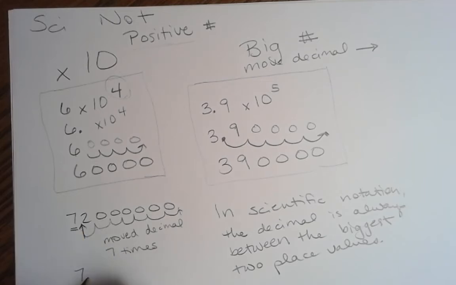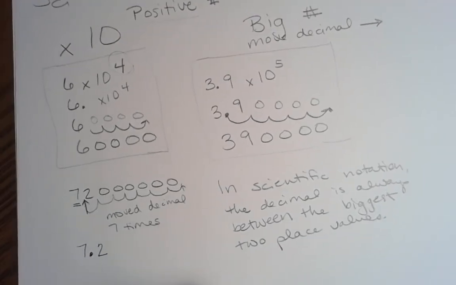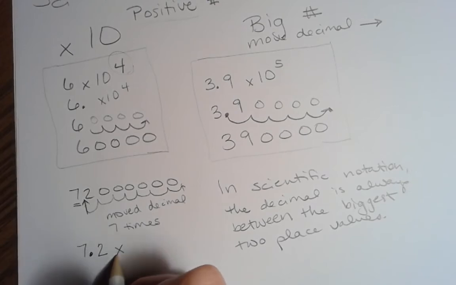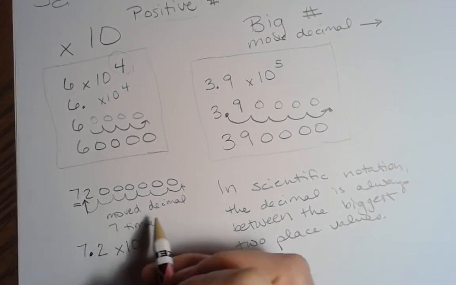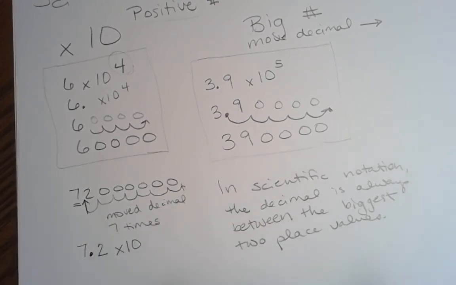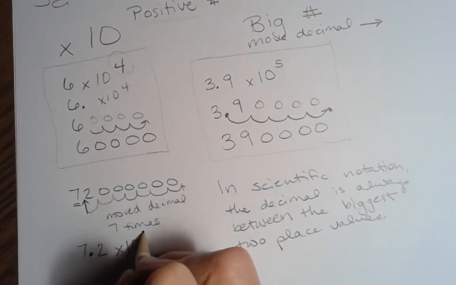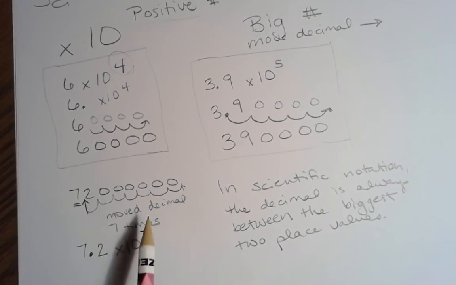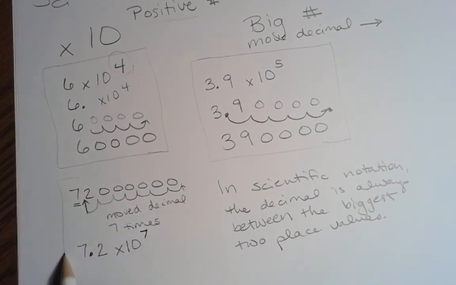We're going to write this. The decimal winds up here between these biggest two place values. And, okay, that's where the decimal winds up, times 10. Each place value is a times 10. We moved it 7 times. And our expanded form number is a big number, so therefore our exponent of 10 is a positive exponent of 10. These are the same number.